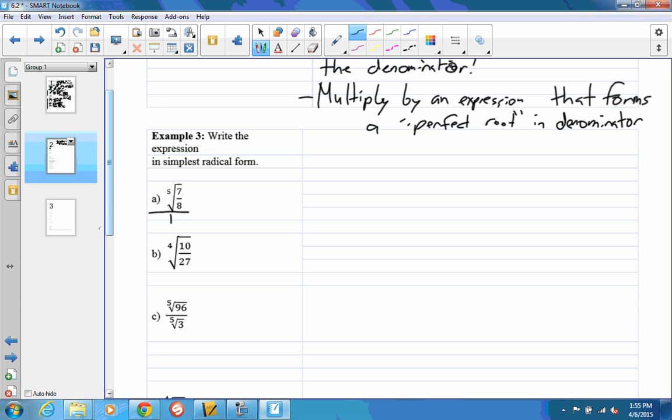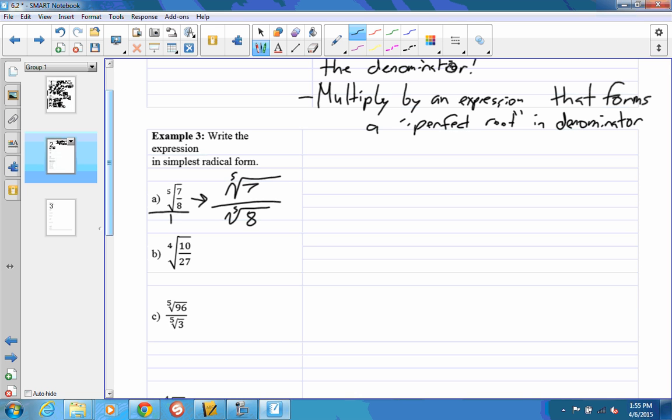Yes, so I would change this, guys. What this is actually saying is the 5th root of 7 over the 5th root of 8, and that's not okay. Why? It's not rationalized. There is a radical in my denominator. So what I want to do is get rid of that.